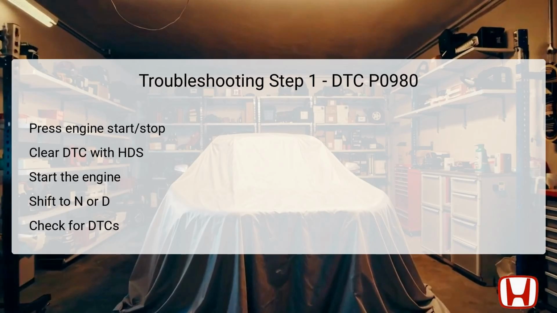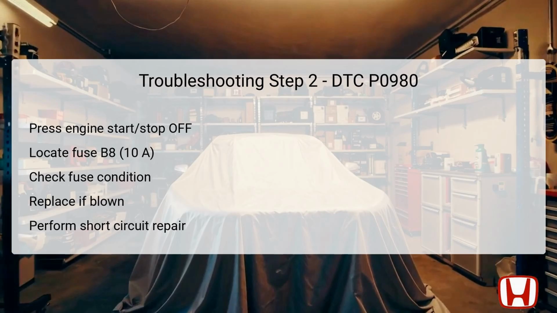After clearing, start the engine. With the brake pedal engaged, shift the gear selector to neutral or drive and maintain this position for at least 1 second. After performing these actions, it is vital to check for any pending or confirmed DTCs using the HDS. If DTC P0980 reappears, this confirms a persistent issue, enabling the next step in troubleshooting.